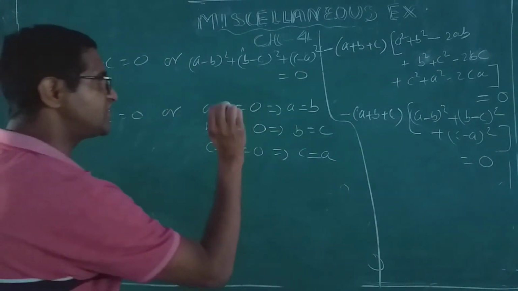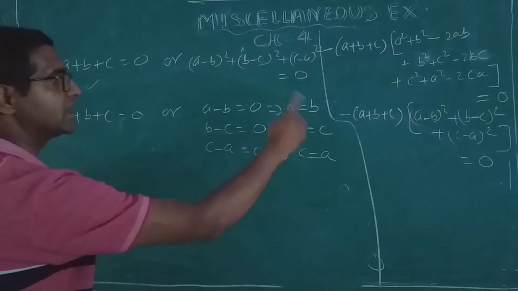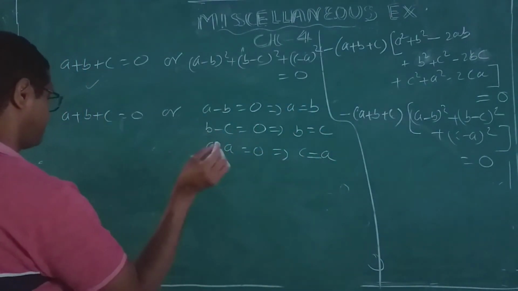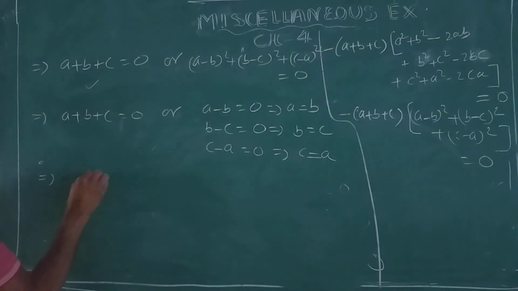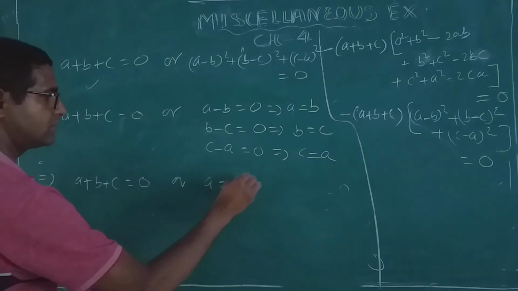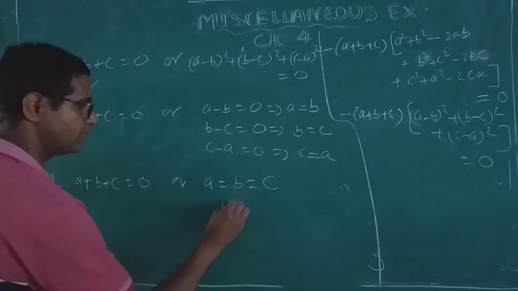Therefore, by the concept of Euclid's geometry, if A equal to B equal to C equal to A, so you can write implies A plus B plus C equal to 0 or A equal to B equal to C, hence true.